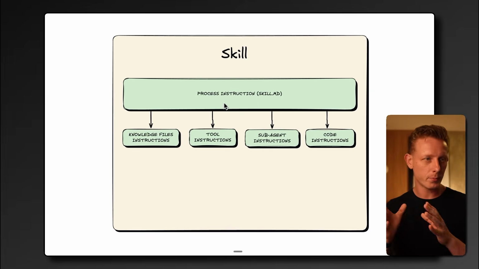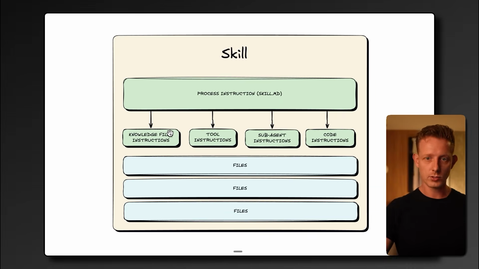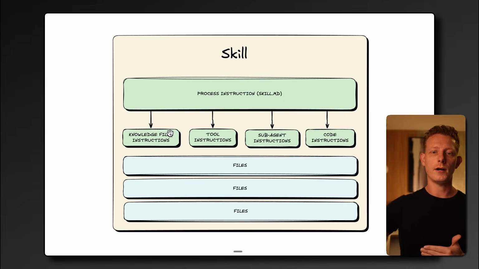But besides that process instruction, we can have additional instructions on how and when to use knowledge files, how and when to use tools, how and when to spin up sub-agents, and how and when to use code executions. So the skill.md, you can basically see as the SOP. Now, that skill.md is just the core. What makes skills more powerful are those additional reference files, or the context we add.